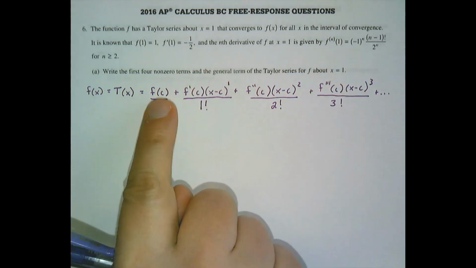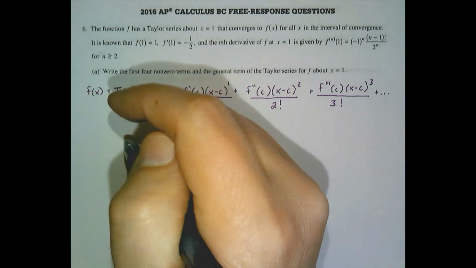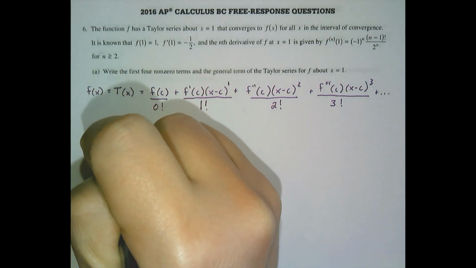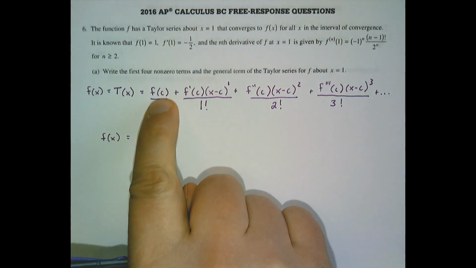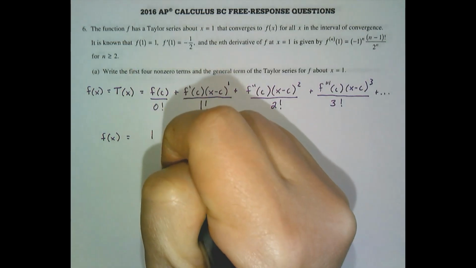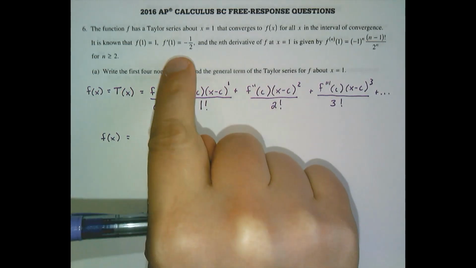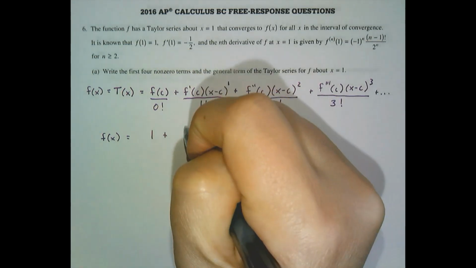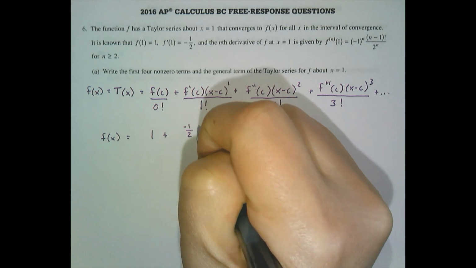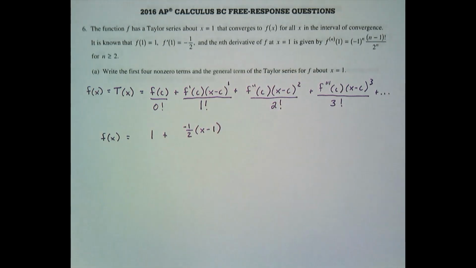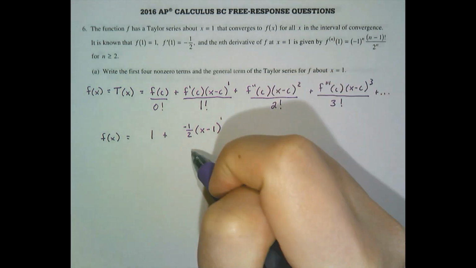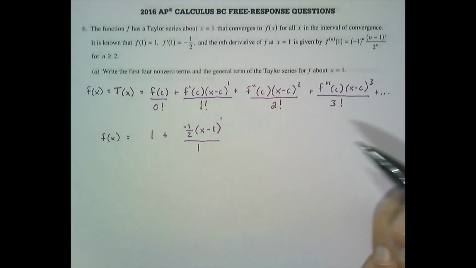So f of c for us, we're going to let f of x equal f of 1, since we're centering our Taylor series at 1. F prime of c is negative 1/2 times x minus our center, I'll go ahead and put that to the first over 1 factorial.